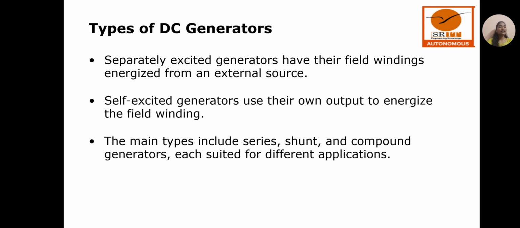The next point is types of DC generators. Separately excited generators have their field winding energized from an external source. Self-excited generators use their own output to energize the field winding. The main types include series, shunt and compound generators, each suited to different applications.